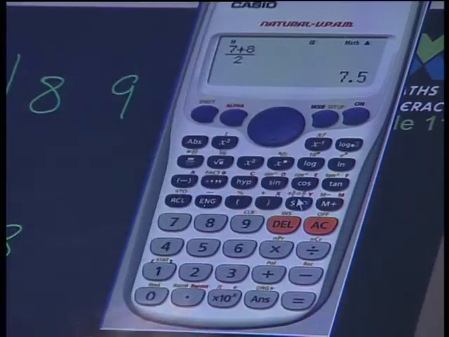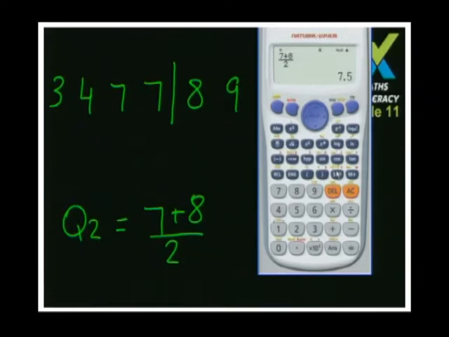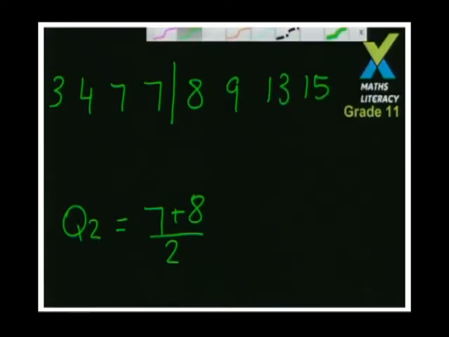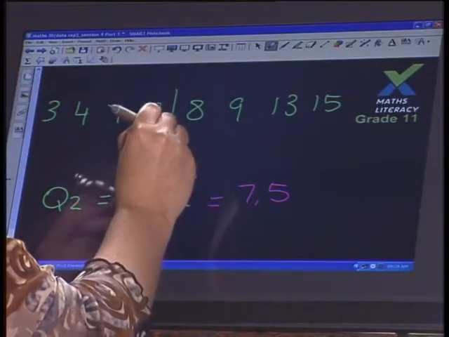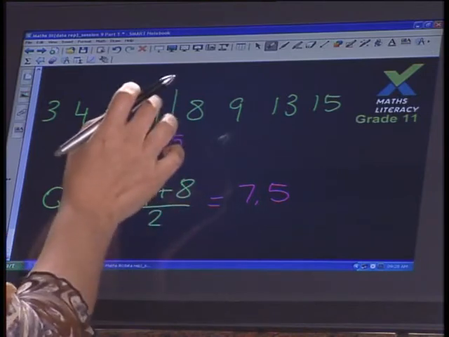Okay, and I get 7.5. So let's write that into our values over here. Right, so that's equal to 7.5. Now I told you earlier, when you're calculating the lower quartile and the upper quartile, to ignore the median. But in this case, my median is not a number. It is actually in between these 2 numbers.